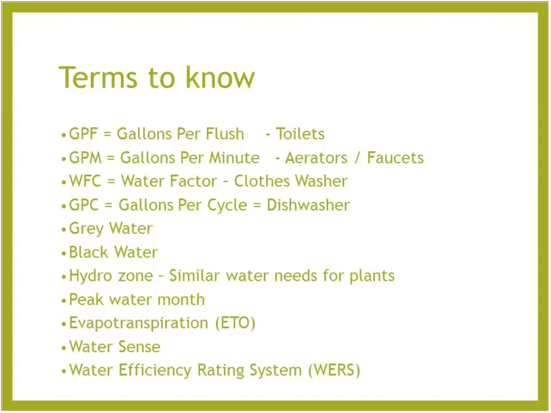Evapotranspiration is a set of calculations and formulas that have been determined for certain plants, bushes and trees as to how much water their leaves give off. WaterSense, again, is an EPA guidance and certification program that can help you out. And then the Water Efficiency Rating System, which we'll cover at the end, is a program much like what we discussed in our energy module, but it is a way to rate and score a home, indoors and out, on water efficiency and get an idea on how to make improvements.